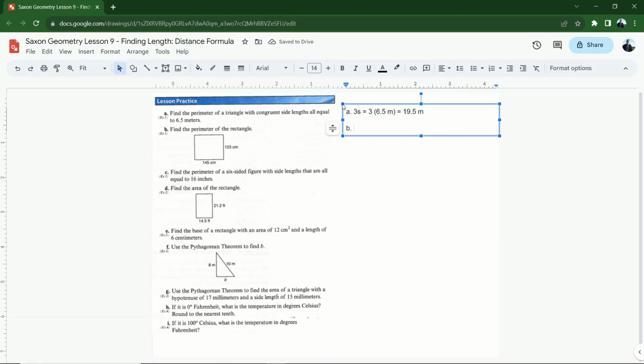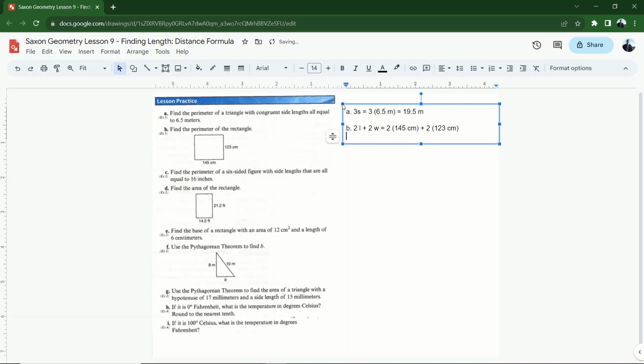Find the perimeter of the rectangle. For a rectangle, the perimeter is 2 times the length, I'm just going to use a regular L, plus 2 times the width. That's going to equal 2 times, I'm going to use 145 centimeters as the length, plus 2 times, I'm going to use 123 centimeters as the width. What's that going to give me?